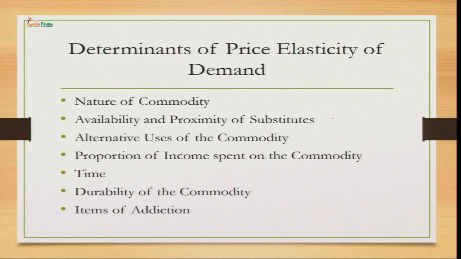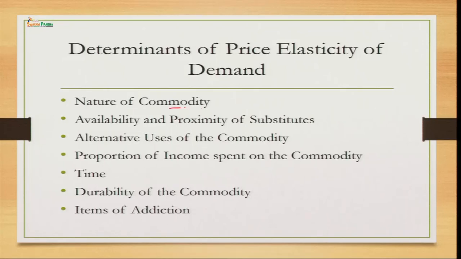What are the factors which affect the price elasticity of demand, and how different commodities are differently associated with the price elasticity of demand? So, the very first point is the nature of the commodity. Nature of commodity has a considerable impact on the elasticity, whether the product is a luxurious good or a necessary good. That affects a lot. Because if the product is of luxurious nature, that means whenever the price of this commodity increases, okay.